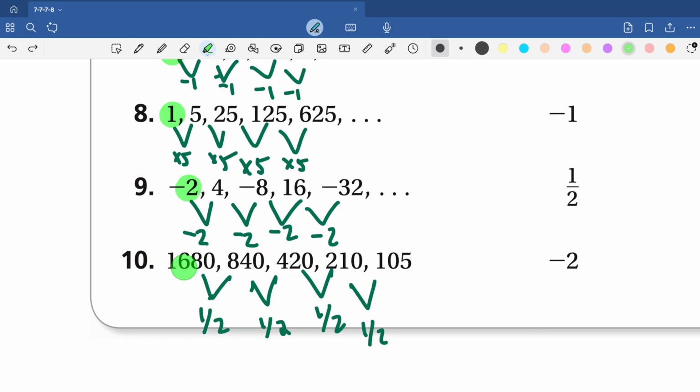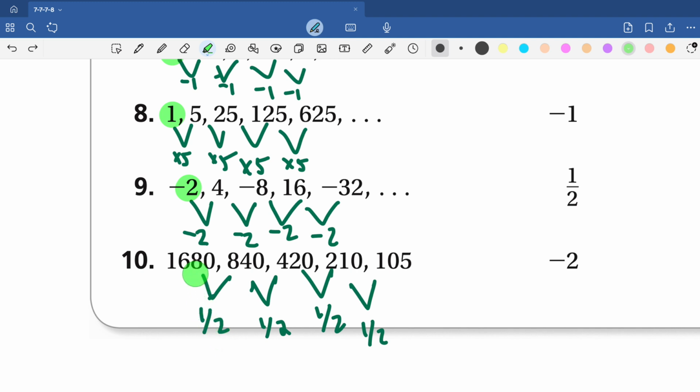And notice for number 10, the terms are decreasing. So that means you're probably dividing by a number. Now, when we're dividing by a number, we want to write that as a multiplication. We want to use multiplication as the operator. So though we're dividing by 2, we're actually multiplying it by a half. It's the same thing, but you want to write it as a multiplication operation.